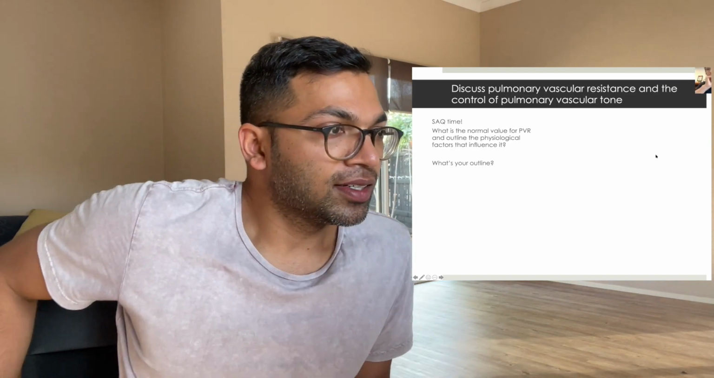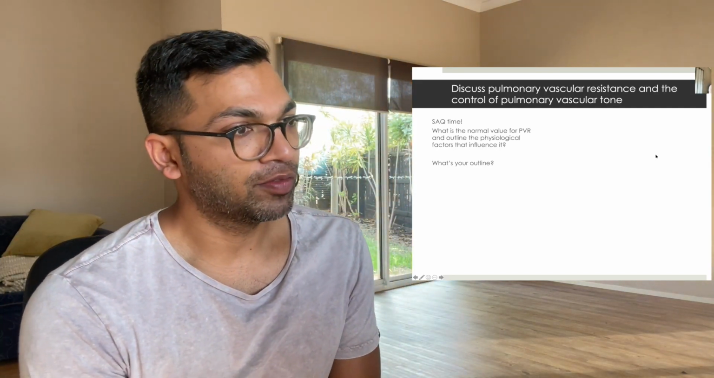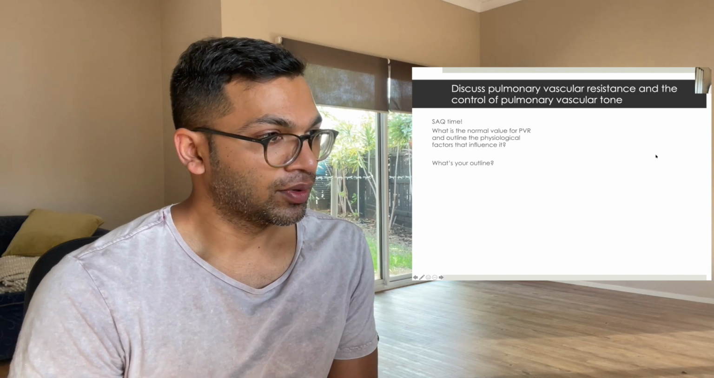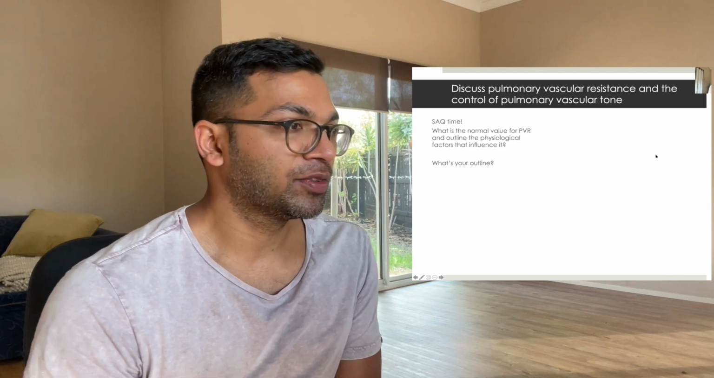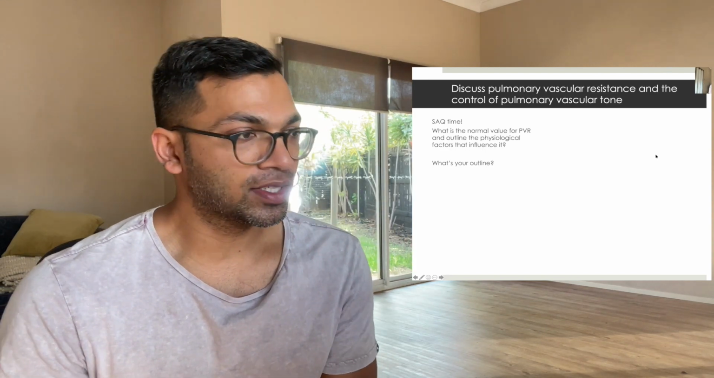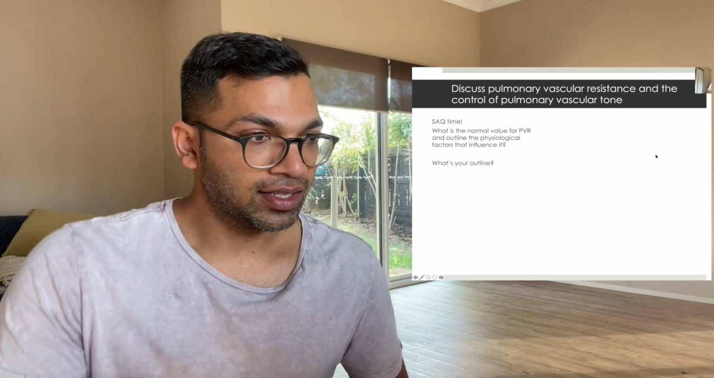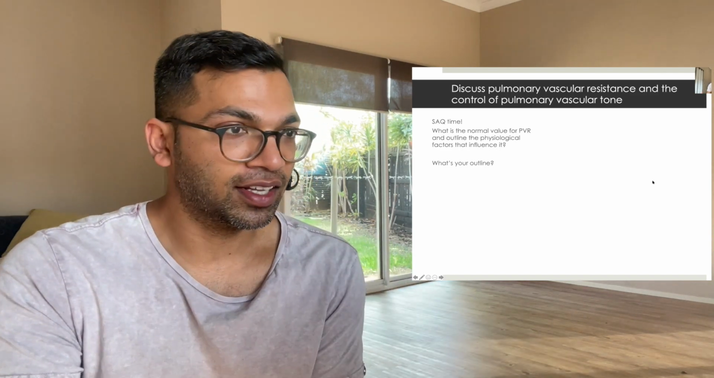Take 3 minutes, discuss pulmonary vascular resistance and the control of pulmonary vascular tone. So what's the normal value for pulmonary vascular resistance? Outline the physiological factors that influence it. Take 3 minutes, draw an outline, get as many facts down as you can. And I'll ask you, Catherine, at the end of that.